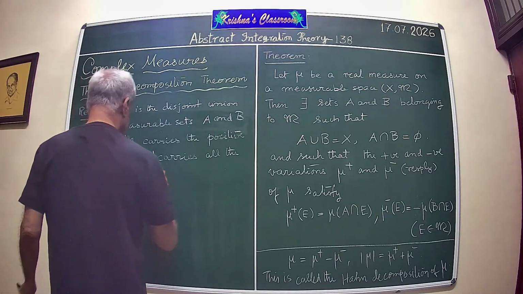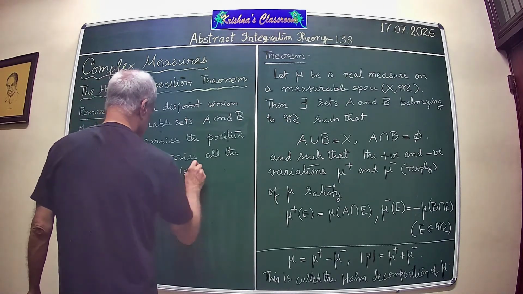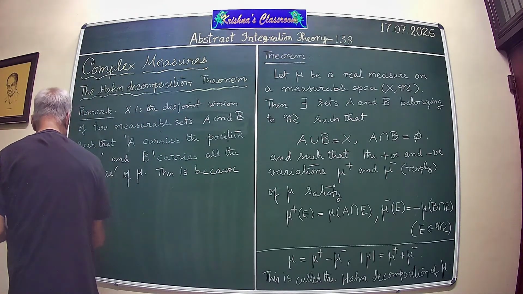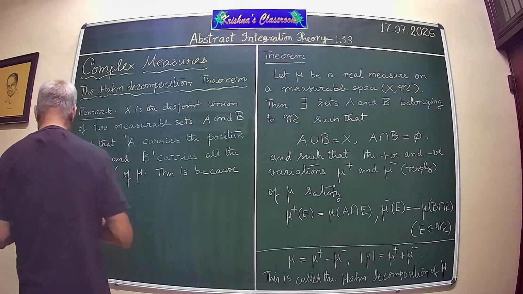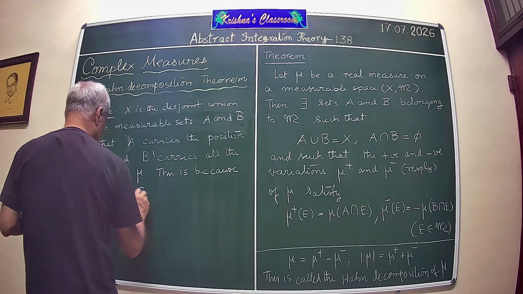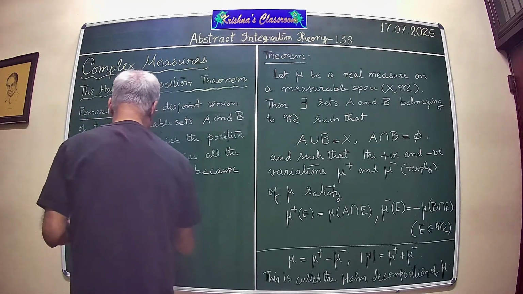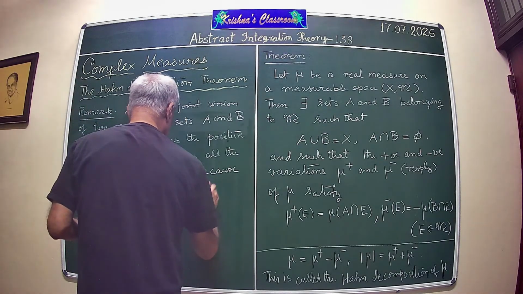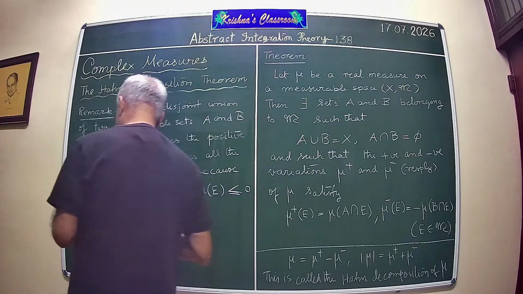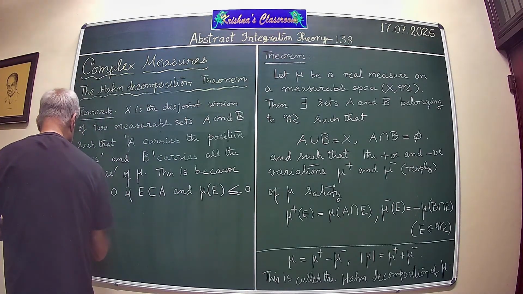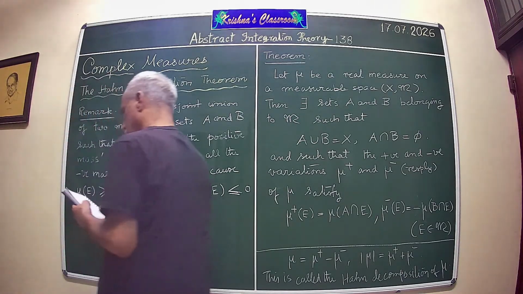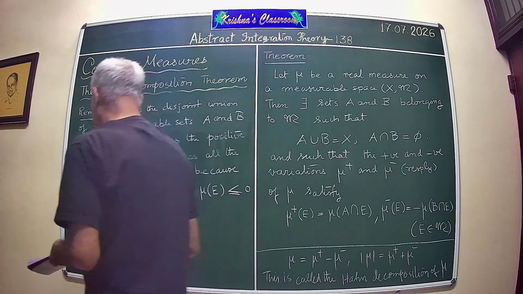Now this is because mu of E is contained in A, and mu of E is negative if E is contained in B. This is the breakup.